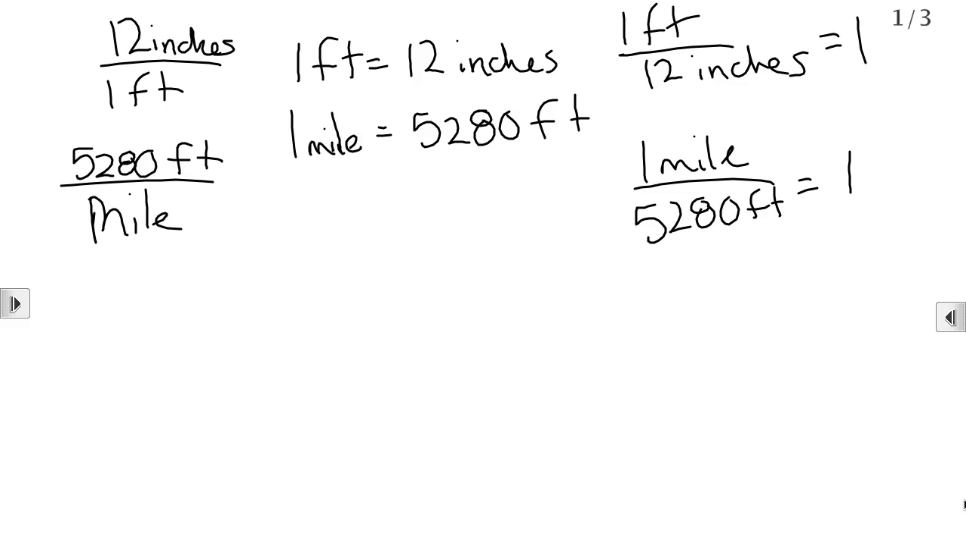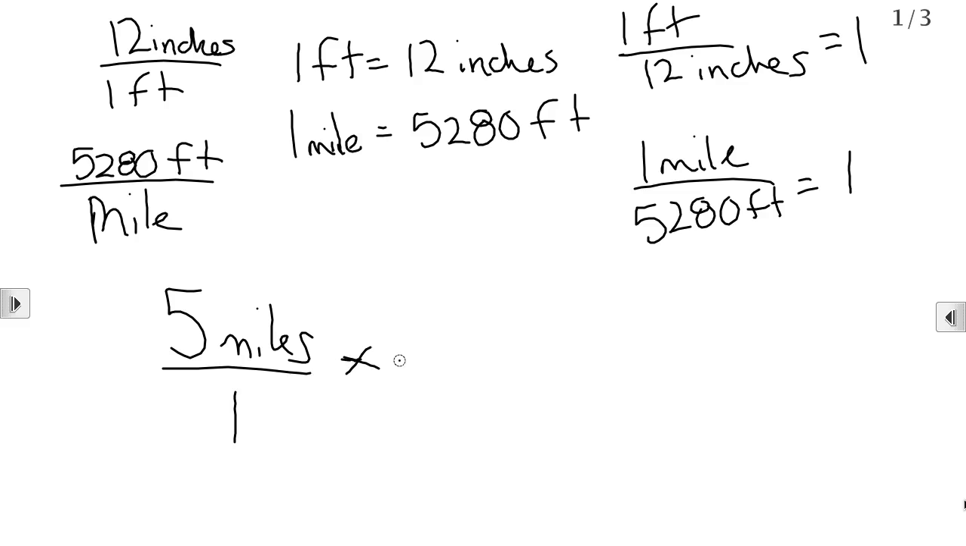Now, I said at the beginning that I wanted to take 5 miles and go to inches. Does 5 miles have a buddy? Is it equal to something? That's how you know where to start. So I'm going to write 5 miles over 1. You start with the value in the problem that isn't equal to something else, that doesn't have a friend. It's all alone.